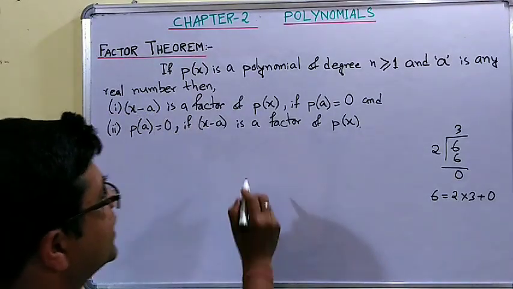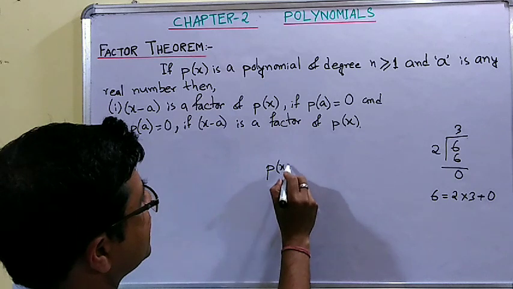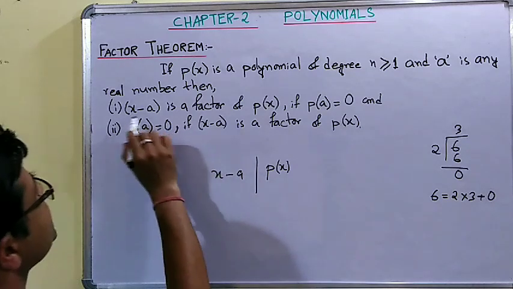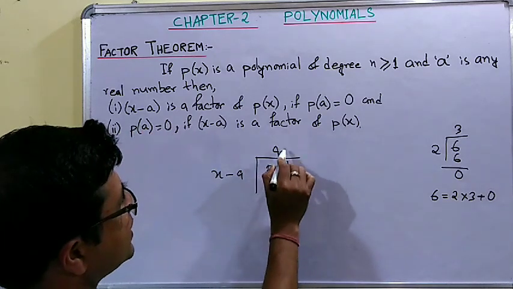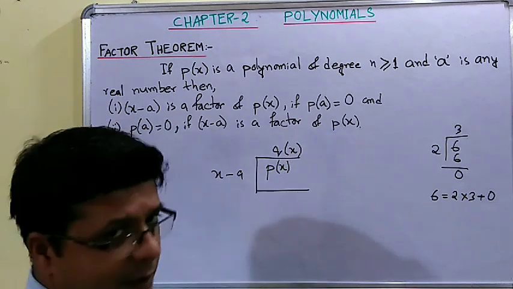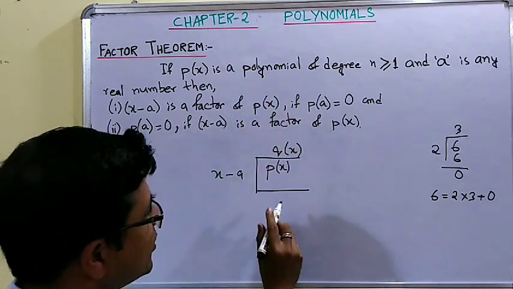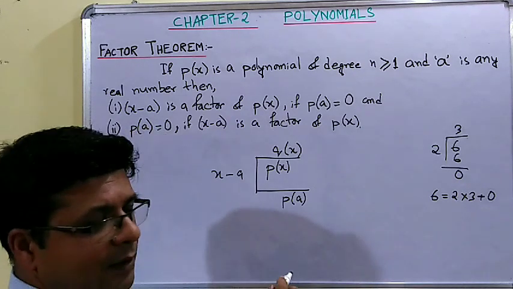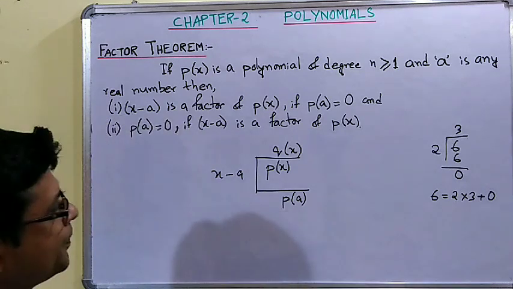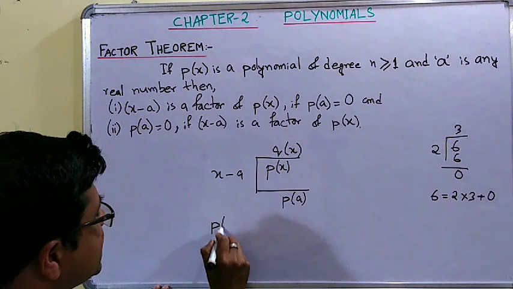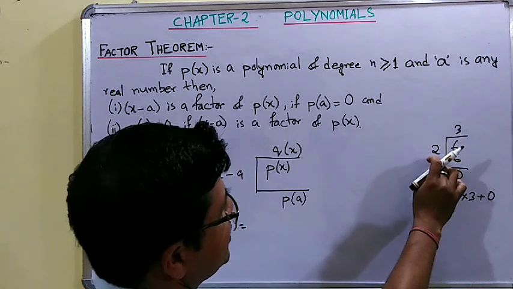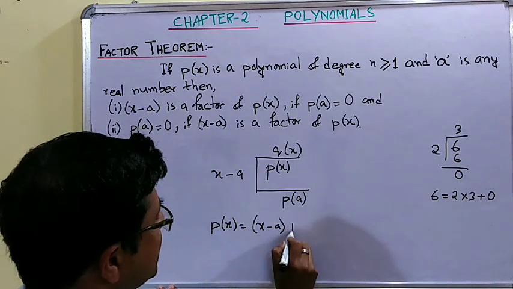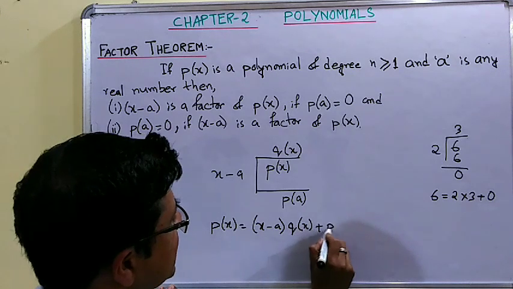Here a number is there, and here a polynomial is there. We shall divide it by x minus a. There is some constant remainder. You can remember in the remainder theorem we got remainder equal to p of a. Now what do we get? Like 6 equal to 2 into 3 plus 0, here p(x) equal to (x minus a) into q(x) plus the remainder.